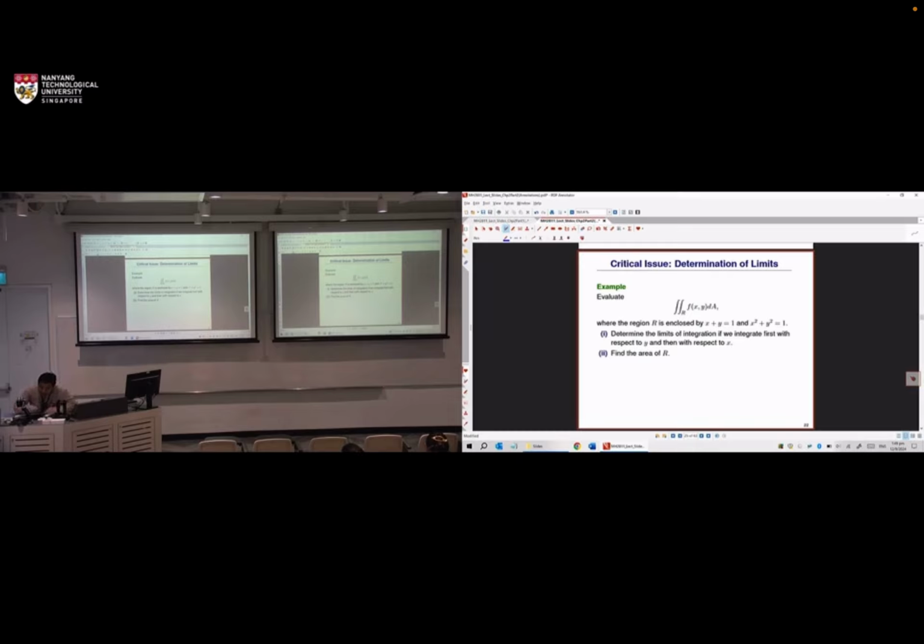So for this question, we know that the region R is enclosed by x plus y equal to 1 and x squared plus y squared equal to 1.